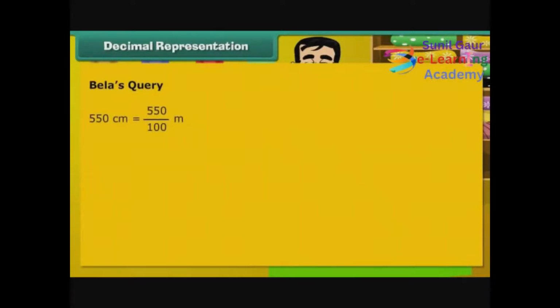Now, let us turn our attention to Bela's question. 550 centimeter is equal to 550/100 meter. That is equal to 55/10 meter. That is equal to 5.5 meter. A 550 centimeter long sari is 5.5 meters in length.